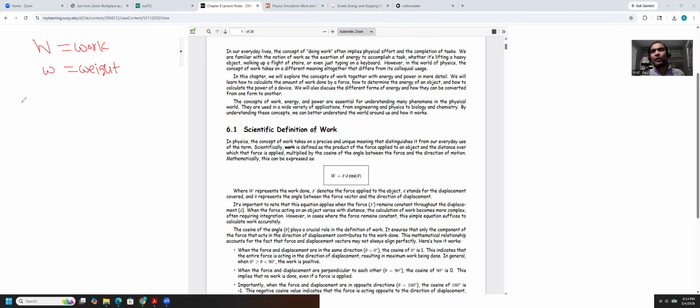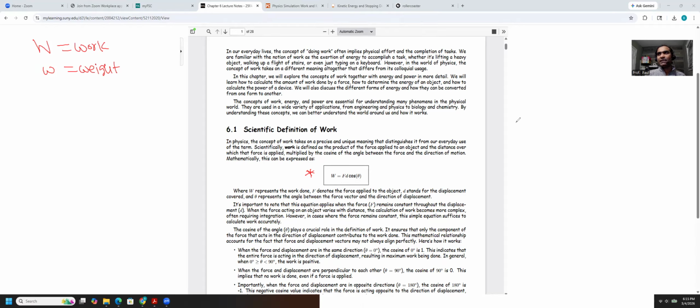All right, so to understand work, we need to understand force and we need to understand displacement. And we already understand force and displacement, right? We learned force in chapter 4 and displacement in chapter 2. So we are almost experts on that. So now we can define work. Okay. So work is defined by this equation: W equals F d cosine theta.